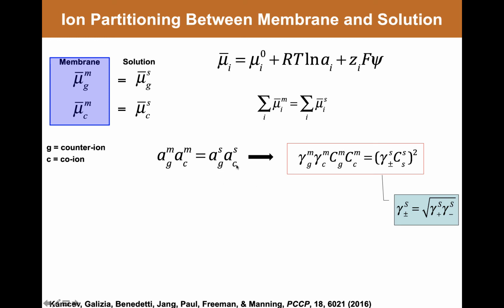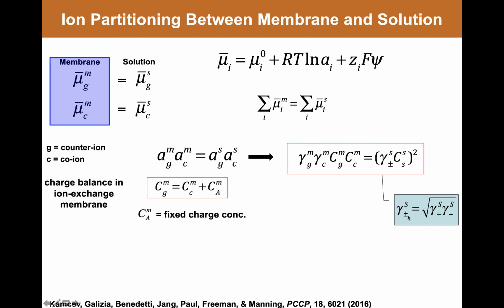The same procedure is used for the thermodynamic activity of counterions and coions in the solution, with one caveat, and that is that historically one writes the activity coefficient of ions in solution in terms of a so-called mean activity coefficient, and that's because one can't determine gamma plus and gamma minus in solution individually. The same thing is true actually for the membrane case, and so these ion activity coefficients often come together.